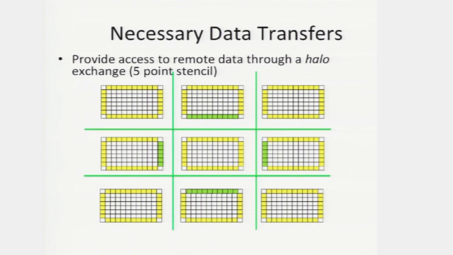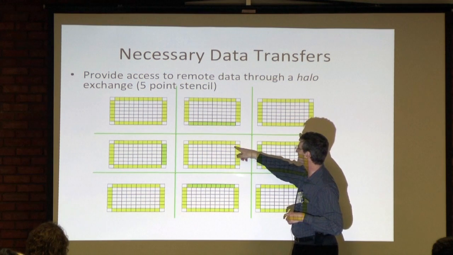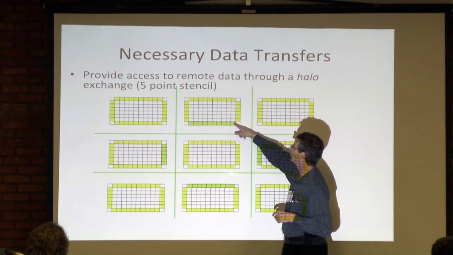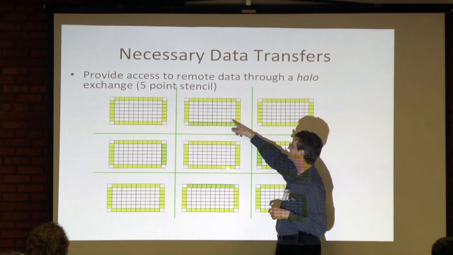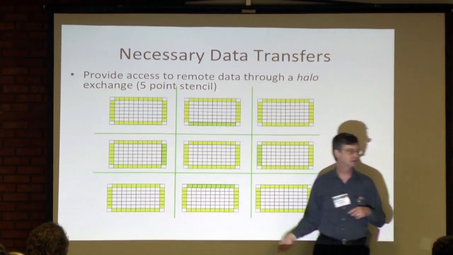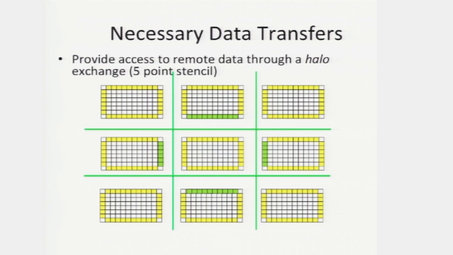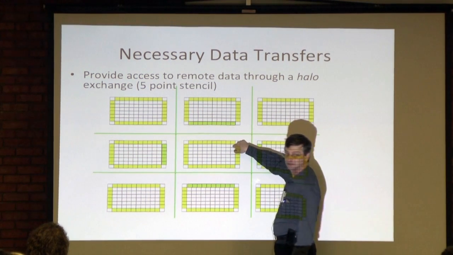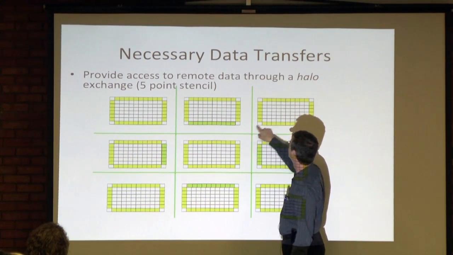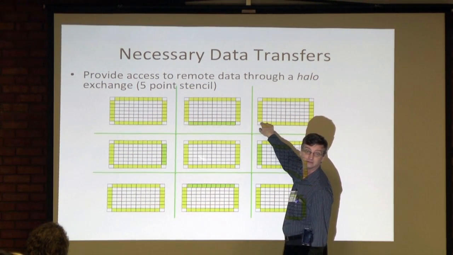So that's a put, if you want to use the RMA, or a send and a receive. I took this edge, which is data that I own, and I sent it or put it to my up neighbor in the halo area. One interesting thing in the 9-point case, of course, is that this piece of data that I own is also needed over here.